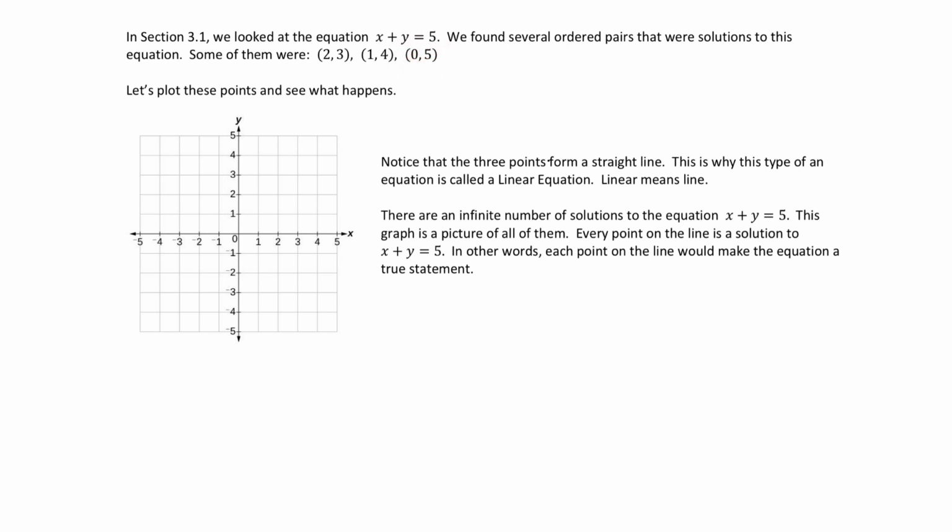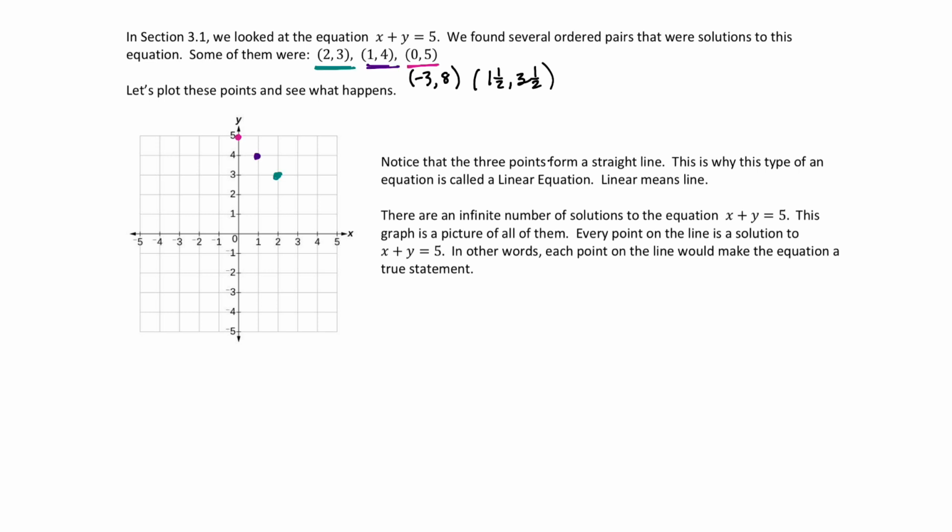We could even go into the negatives. We could do negative 3 comma 8 is 5. We could do fractions. We could do 1.5 comma 3.5 is 5. It doesn't matter. Any two numbers, when you add them together, if they equal 5, they are solutions to this equation. Okay, now let's graph them and see what happens.